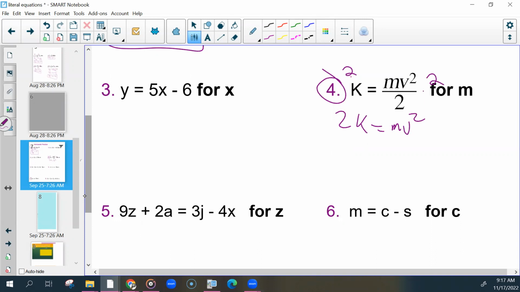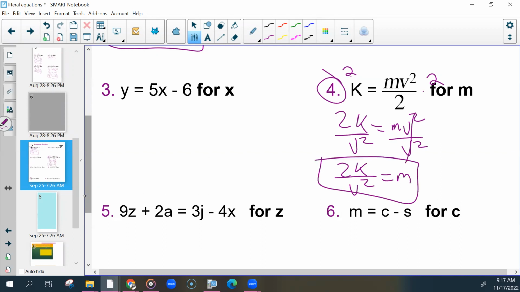What do we think? If we were looking for V, we'd have to get rid of M, and then yes, we take the square root, but we're not. How would we get rid of the V squared? Divided. And 2K over V squared equals M. If we had been asked to find V, then we would have divided both sides by M and taken the square root of the entire side to get V.